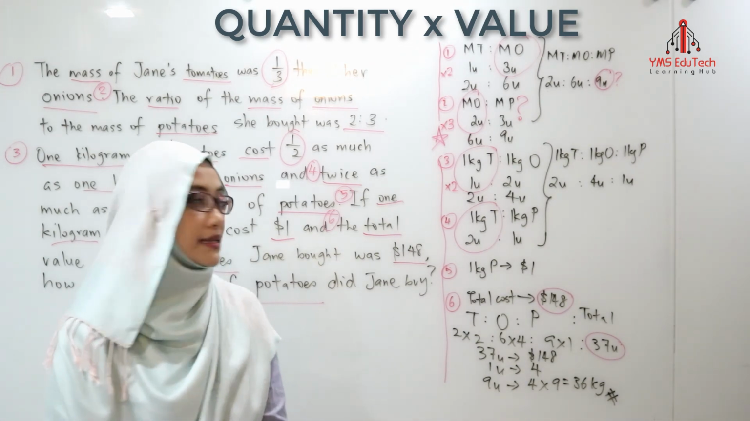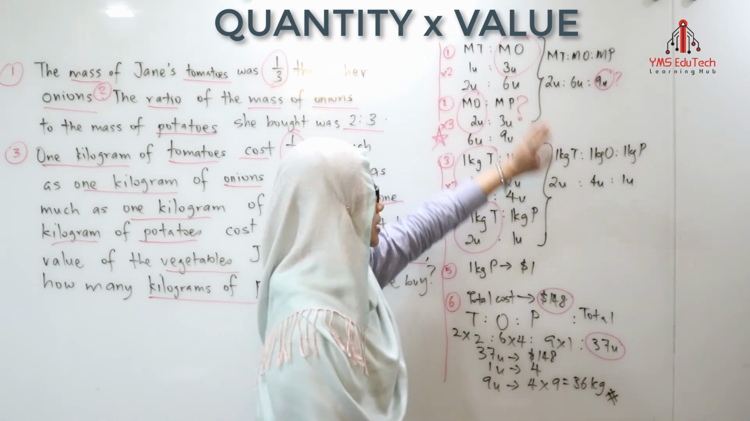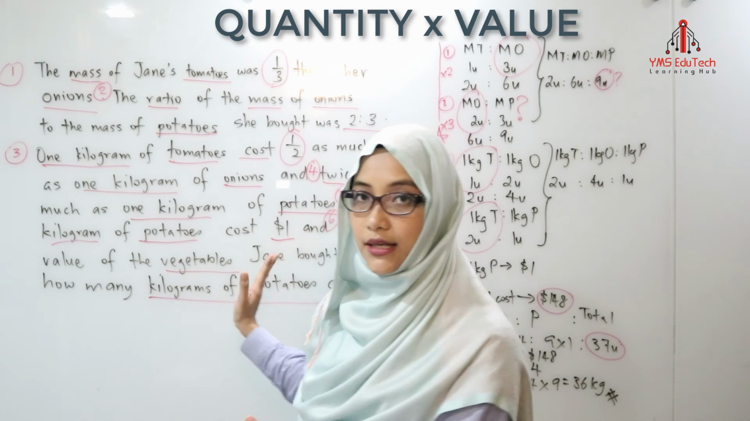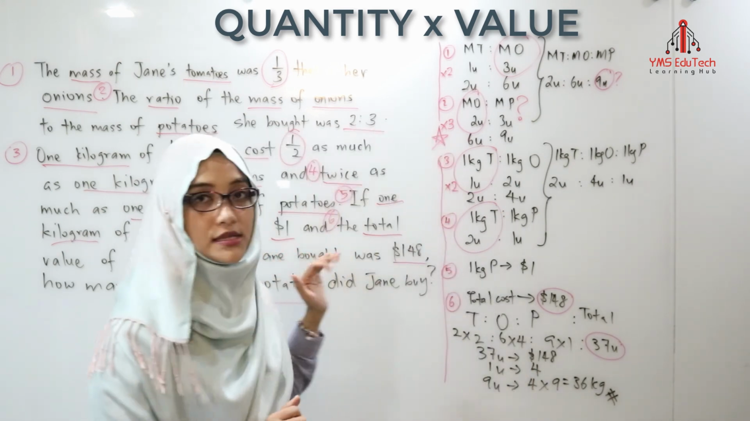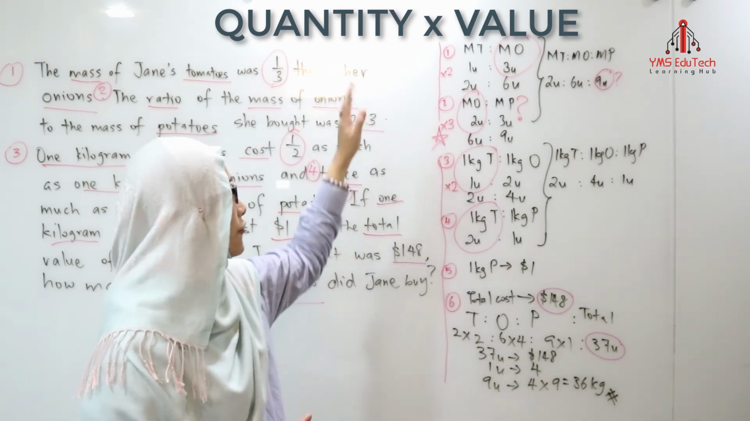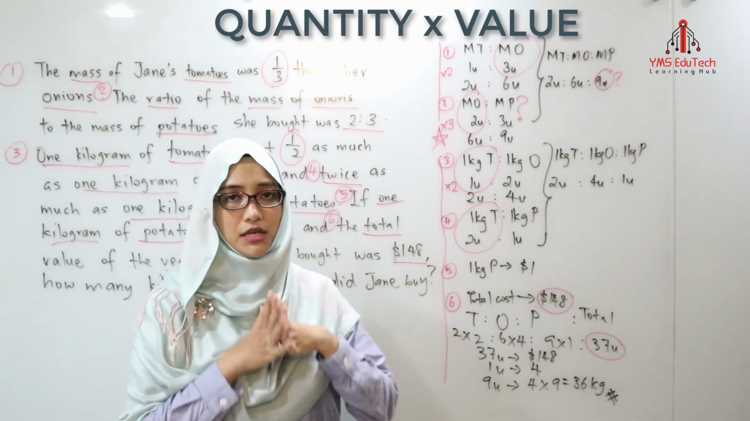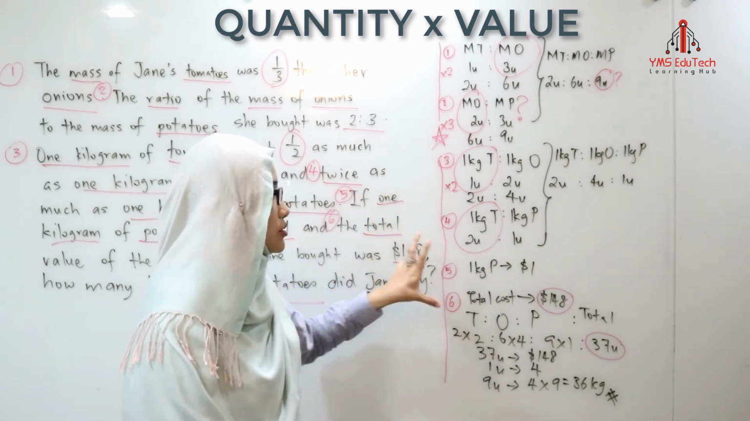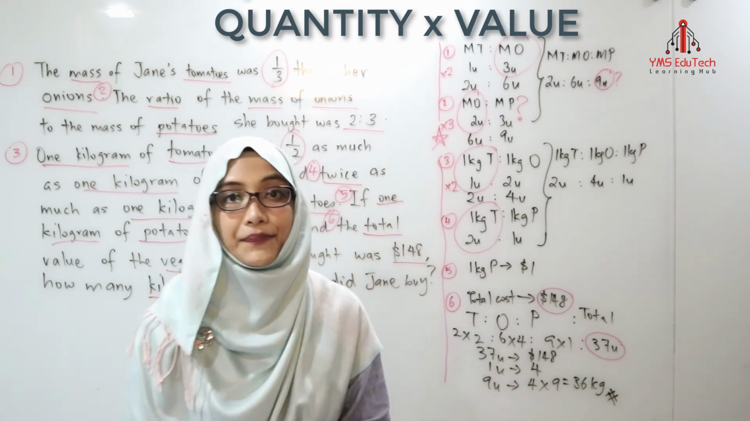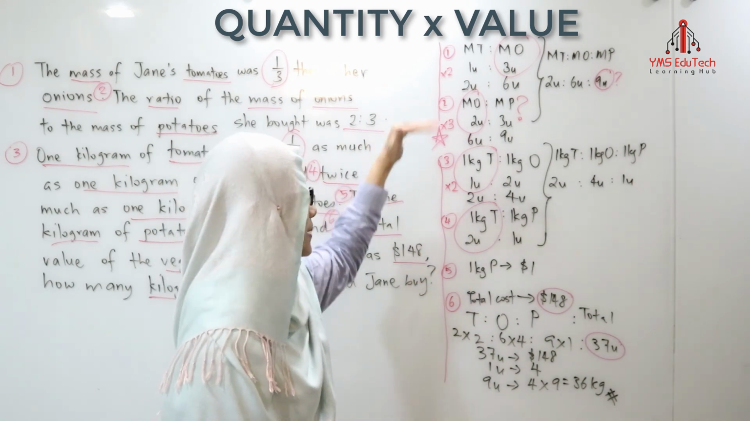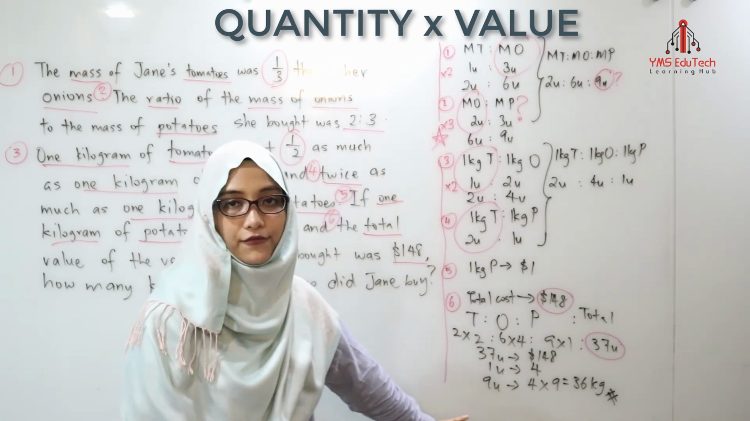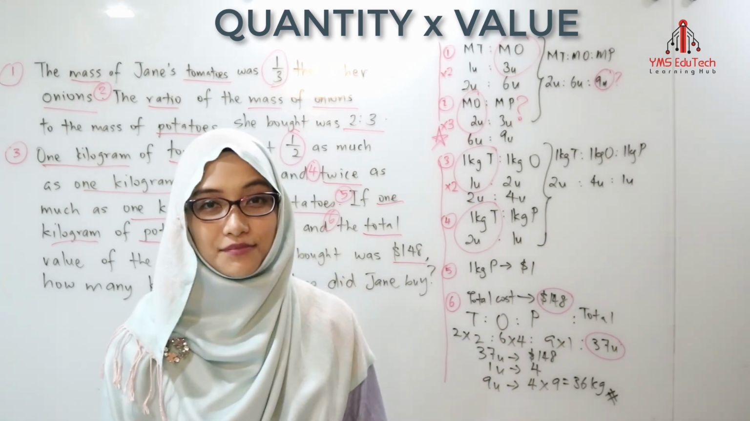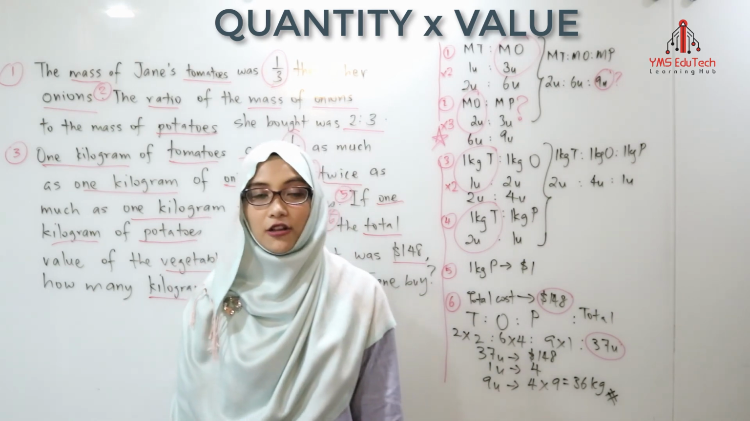Alright, there you have it. This is how we solve quantity times value. The basis is the same. Read the question, underline keywords, and then extract the information from each statement. If the statement is long and there is more than one piece of information in one statement, you break it down into 2 pieces of information like how I did. Then you solve step by step until you reach your answer or your final destination. Okay, that's all from me.